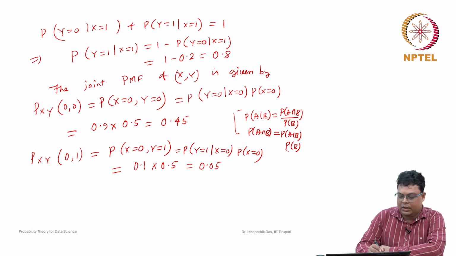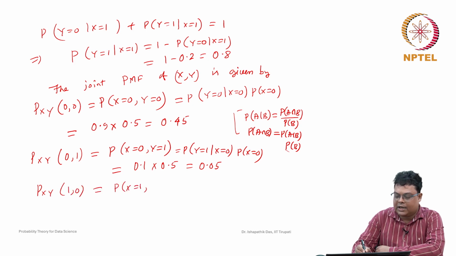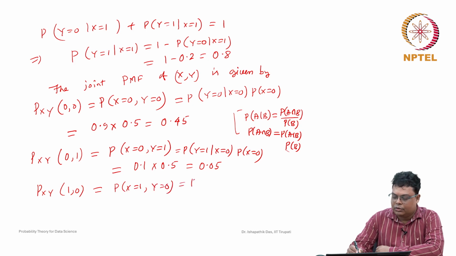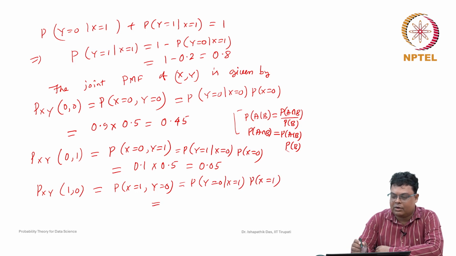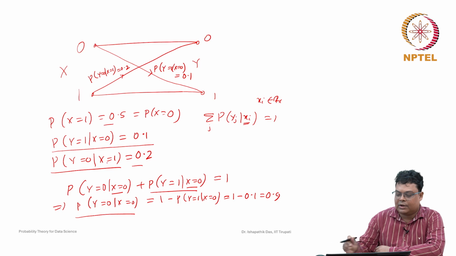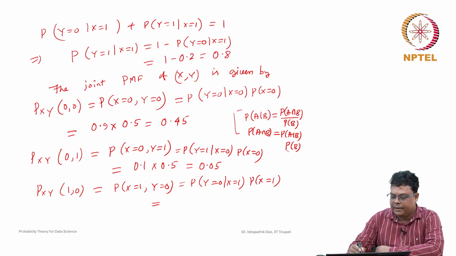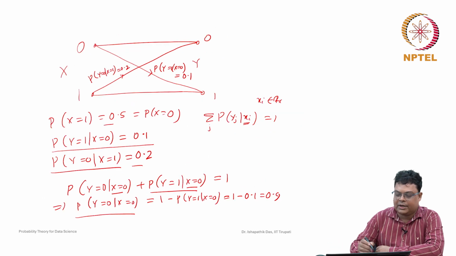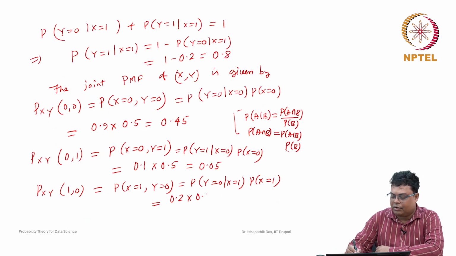Now, we will find out the other probabilities similarly, Pxy of 1 0. This is nothing but the probability that x equal to 1, y is equal to 0. This is the probability of y equal to 0 given x equal to 1, into the probability of x equal to 1. The probability of y equal to 0 given x equal to 1 is provided to us, it is 0.2. This is 0.2 multiplied with the probability x equal to 1, which is 0.5. So, 5 into 2 is 10, so 0.1.